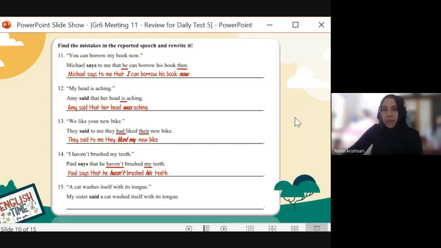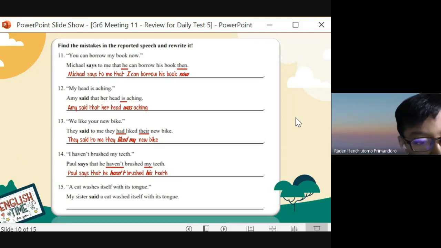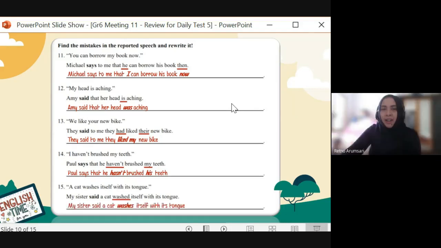Can you find a mistake? Only one mistake. Washed into washes. Yes, excellent. Why? Because it's a fact. Right. My sister said a cat washes itself with its tongue. It's true now, it will be true in the future, and it was true in the past. It's a fact. Okay?